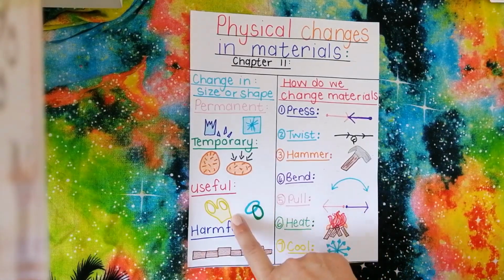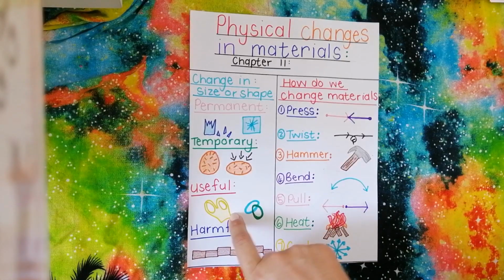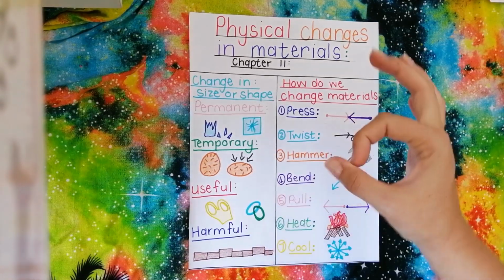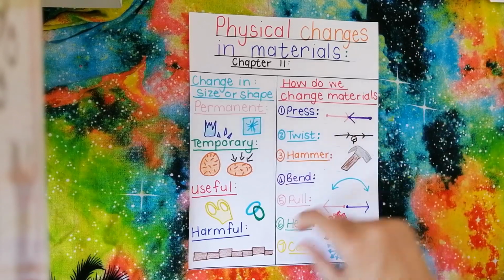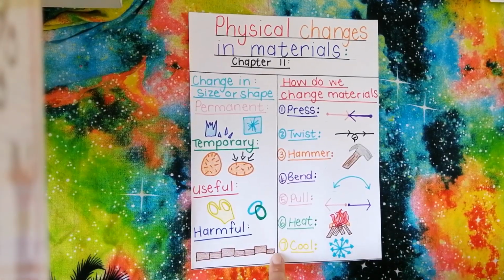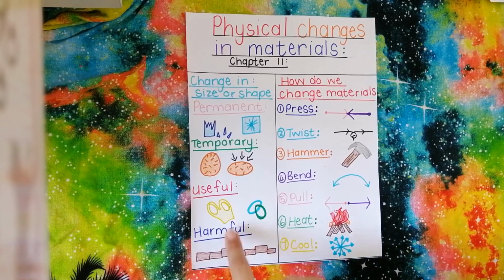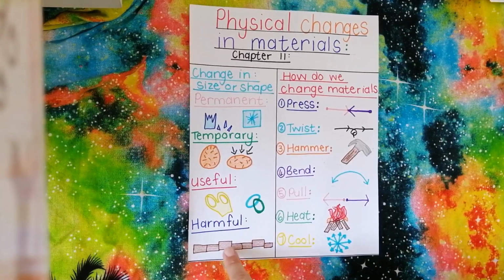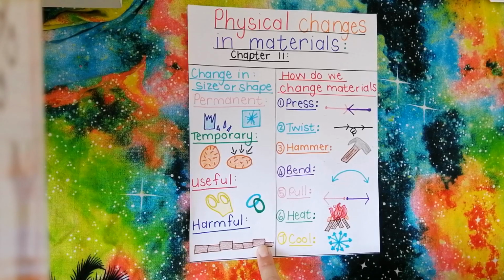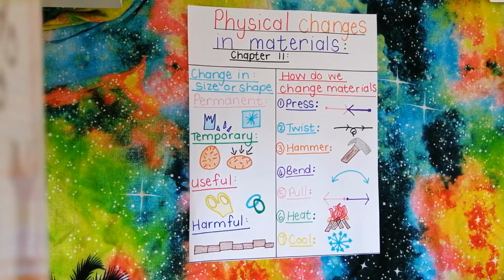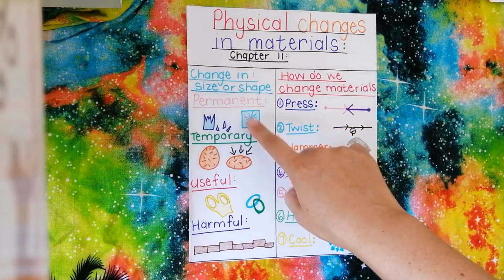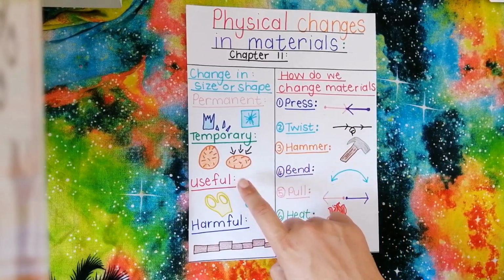Some physical changes are useful, like changing a plastic bag so that it can change shape to fit the objects that you're carrying, or changes like the elastic band. If you want to wrap it around something, the change that the rubber band can make is useful. And then harmful, these are bricks. Bricks that get too hot push out of place, and it could be harmful or dangerous to those who are walking. And that is chapter 11 done. How do we cause change and the types of change? So there are some permanent, temporary, useful, and harmful.